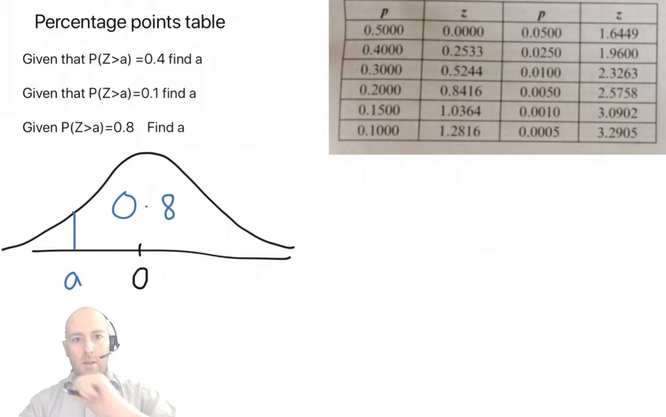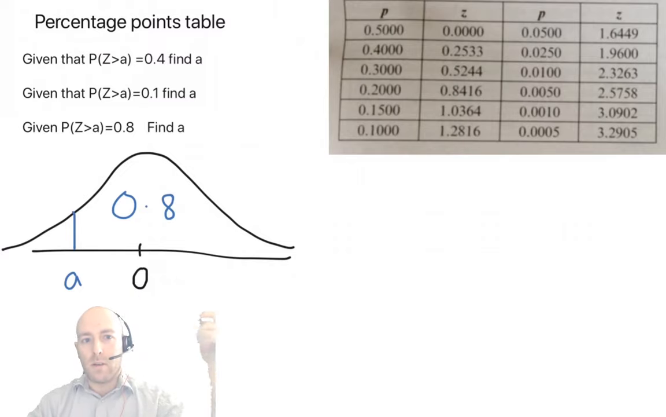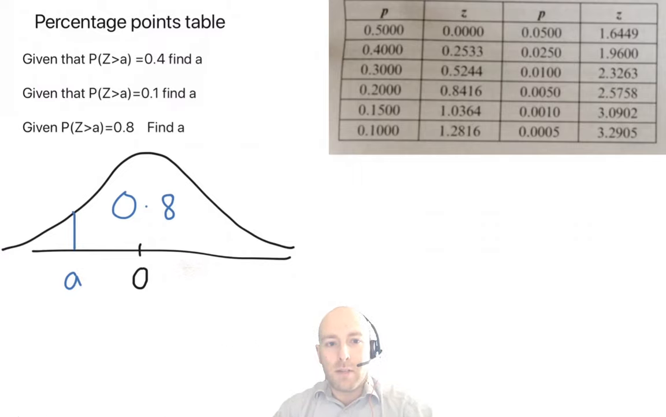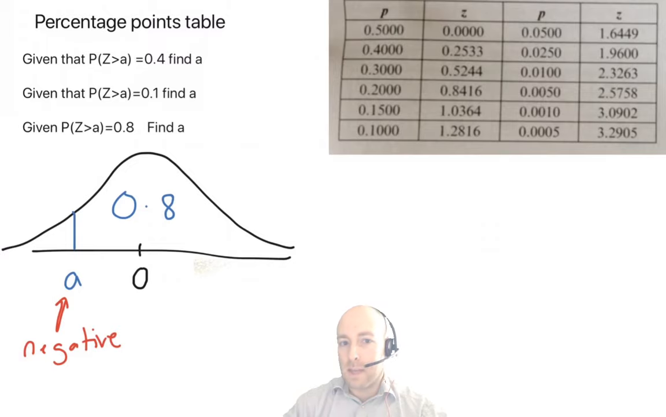Now, you'll have noticed, hopefully, our table doesn't go up to 0.8. It goes from 0.5 downwards. So we only know the values from 0 and up. So how we do this is we remember, the normal distribution is completely symmetrical. We're expecting A to be a negative number, so I'm going to put a little arrow and say negative. There will be a corresponding value, the same as A, but that's positive.